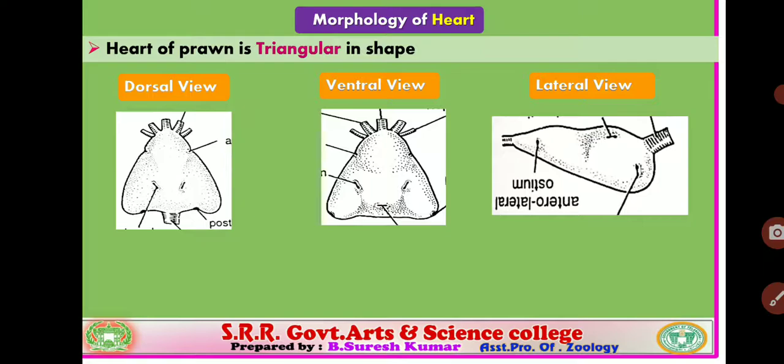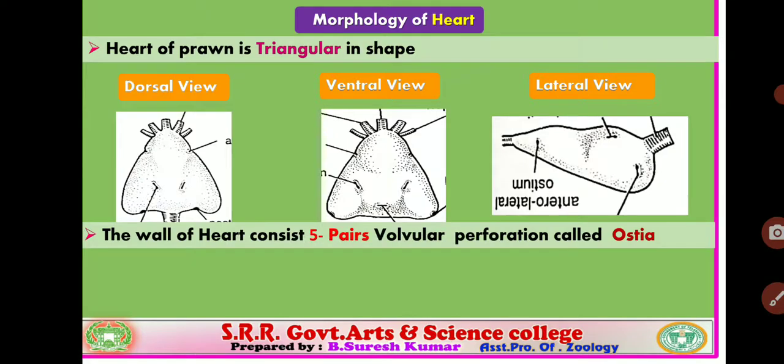So if we observe the morphology of the heart, on the surface of the heart we find minute valvular perforations. These valvular perforations are called ostia. Very important. You have to observe the diagram. On the surface of the heart, openings are there, perforations are there. They are valvular perforations, not ordinary apertures. They are valvular apertures that allow the blood to flow in a single direction into the heart. They prevent the backflow of the blood. So that is the function of valves.